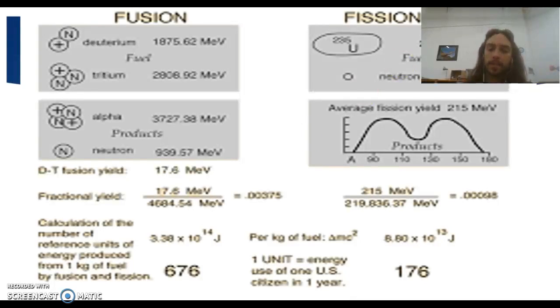All right, and here is how much energy is produced by fusion versus fission. This is in millions of electron volts, MeV, a unit of energy, and they calculate it out to get certain units of energy. This is 676 units of energy for fusion versus 176 units of energy for fission. So fusion has quite a bit more units of energy. The only thing is that you need to put a lot more energy into the system to get a lot more energy out. That's what makes fusion hard.